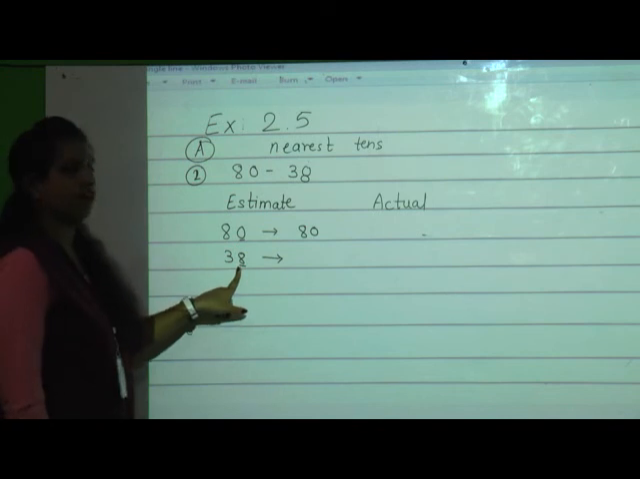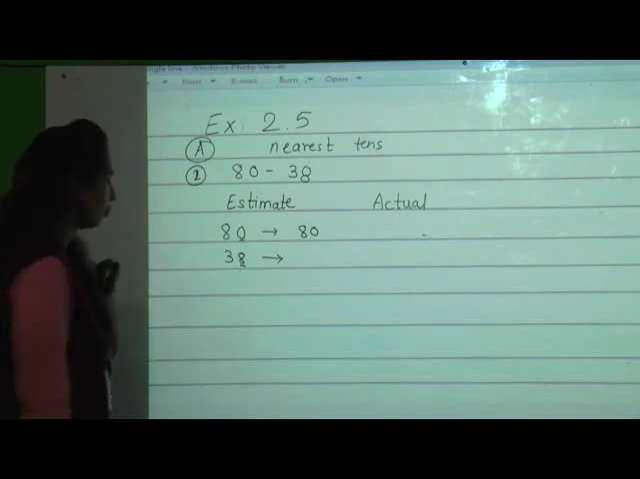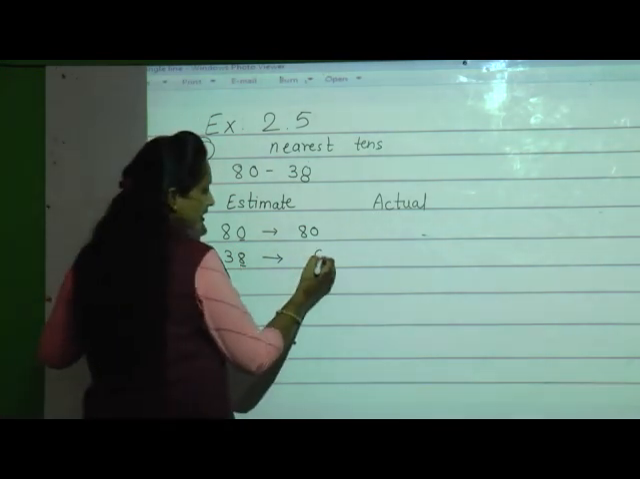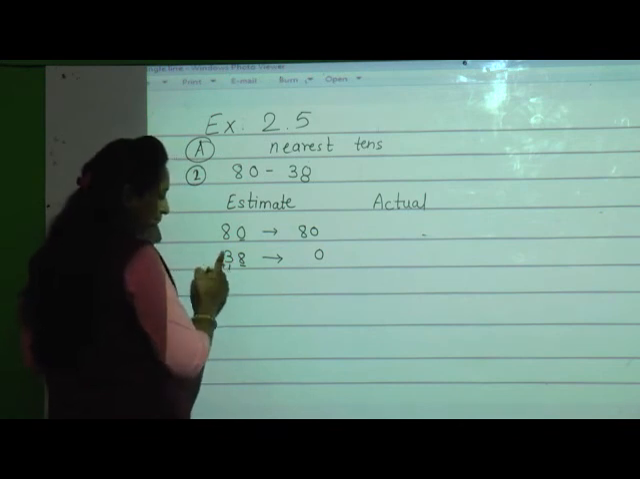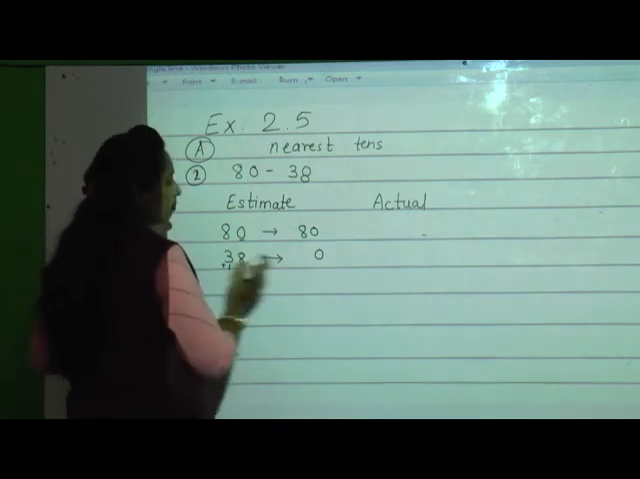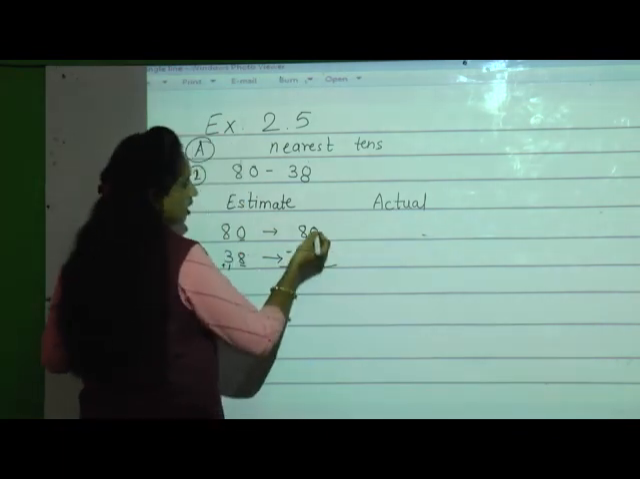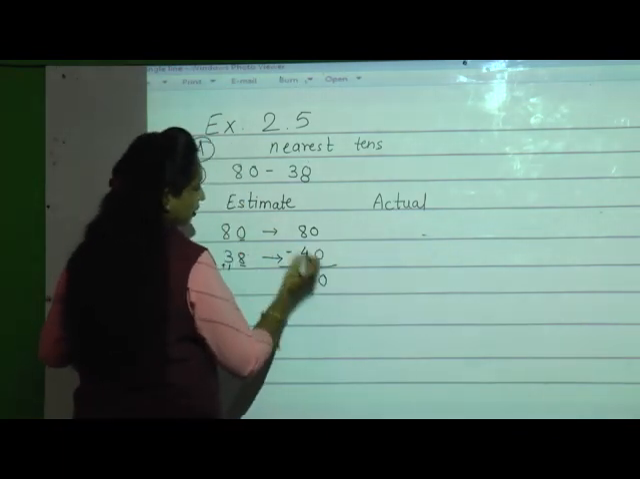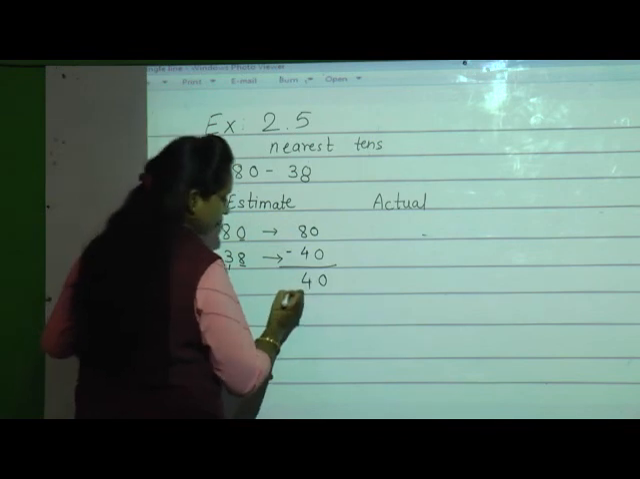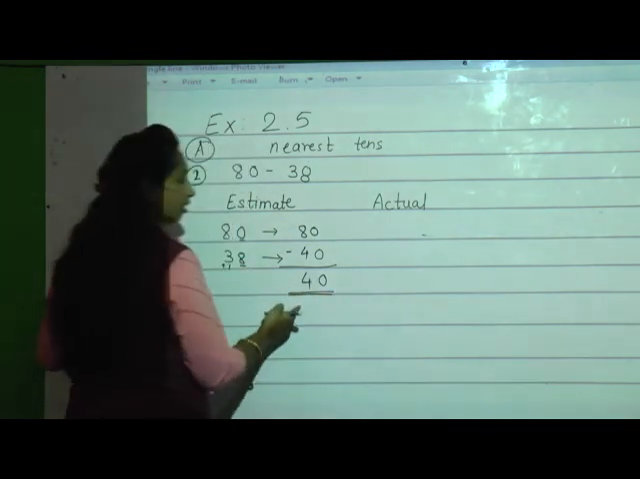8 is there. If it is 5 or more than 5, what will we do? We will place the 0 at ones place and add 1 to the tens place. So 3 plus 1 is 4. Now we will do the subtraction. 0 minus 0, 0. 8 minus 4 is 4. So this is the estimated difference.